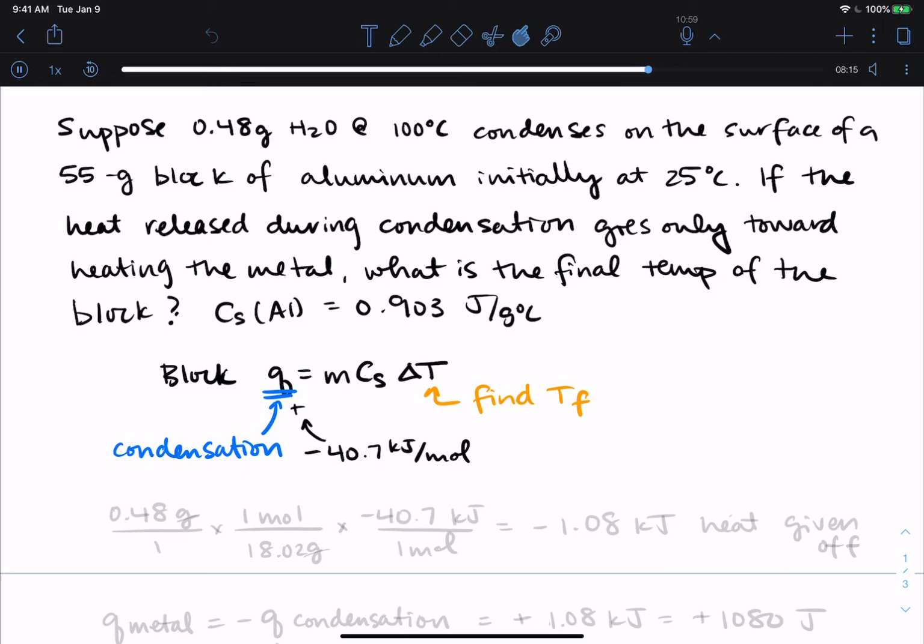But before that, if I know how much water I have, in moles, I can figure out how much heat is given off, because this is just like a delta H that goes along with a balanced reaction that depends on the amount. Well, I kind of know. What do I have? 0.48 grams, and I know how to convert grams into moles. So my 0.48 grams of water, well, 1 mole of water is 18.02 grams. So I'm in moles of water, and 1 mole gives off 40.7 kilojoules. So that's negative 1.08 kilojoules of heat given off.